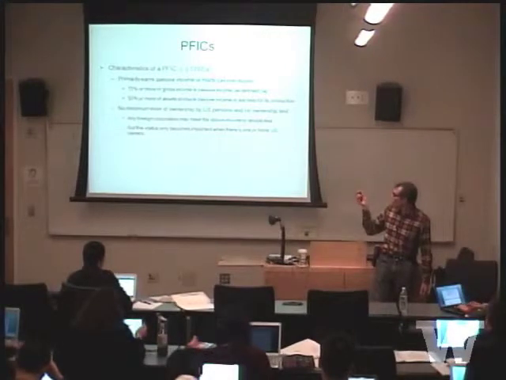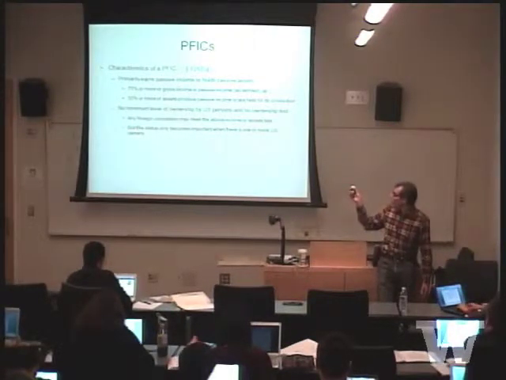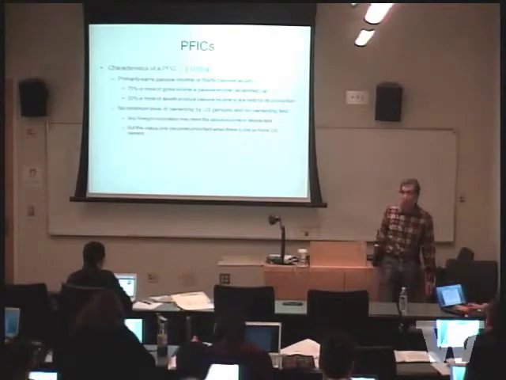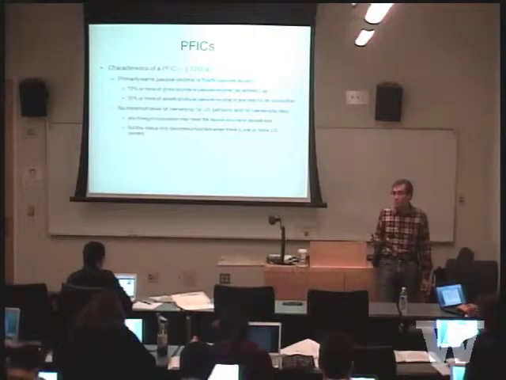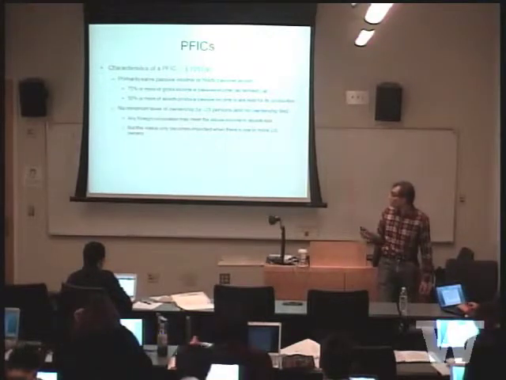Okay, so what is a PFIC? There's a gross income test, there's a gross asset test, and the percentages: 75% or more of the gross income is passive income as defined. And this is a year-by-year test. Or 50% or more of the assets are passive income assets.